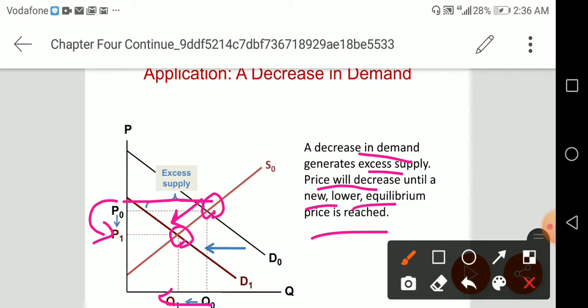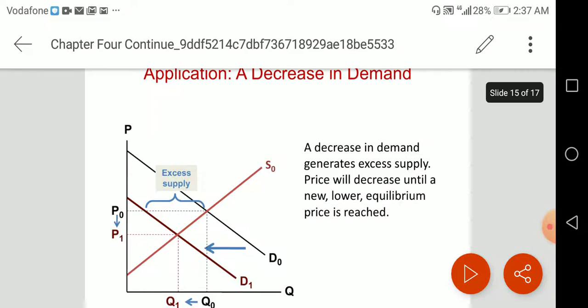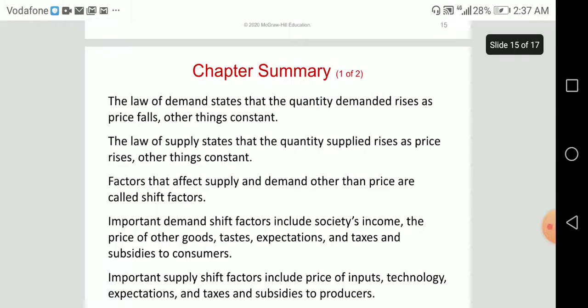If we are having strawberries, for example, what happens when I have a decrease in demand? The producer wants to sell all the strawberries he has, right? Because otherwise they will be ruined and he will lose everything. So he must decrease the prices, so he can reach the new equilibrium price and sell the goods he has. So this is the chapter summary.